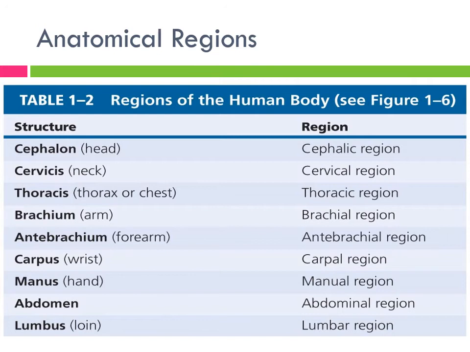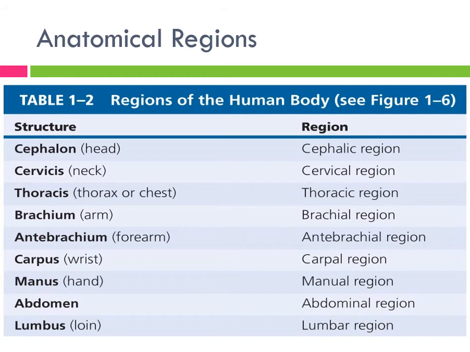So we have terms for regions of the body. Cephalon is the head, the cephalic region. So this is in the region of the head. Cervicis, or the cervical region, is the neck. Thoracis, or the thoracic region, is the chest. The brachium is the arm. And then you can surmise that antebrachium, ante means before, antebrachium is the forearm. Carpus is the wrist, or the carpal region. Manus is the hand, or the manual region.